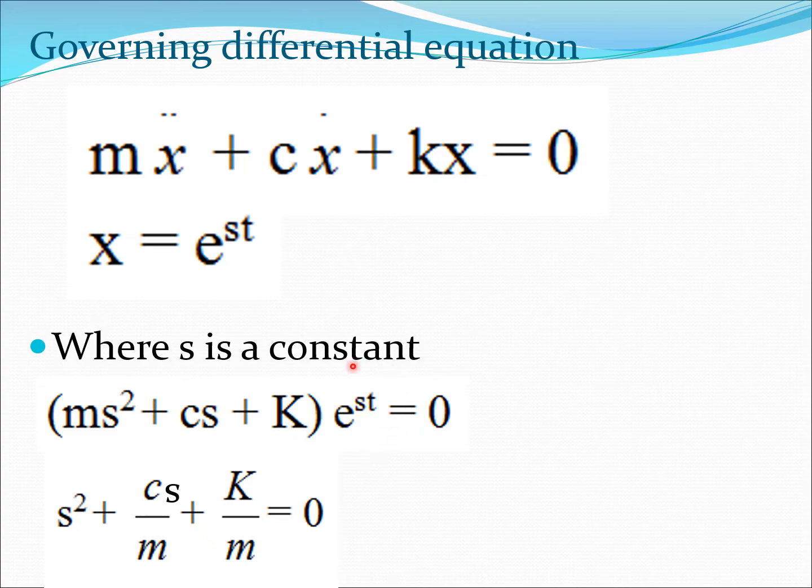Now here e^(st) is not going to be equal to 0 at all times because it's an exponential function. Therefore, this must be 0. In fact, e^(st) cannot be 0. So this must be 0. So we can then write this in this form here by dividing throughout by m. So we get s squared plus (c/m) s plus k/m equal to 0. That's the characteristic equation.